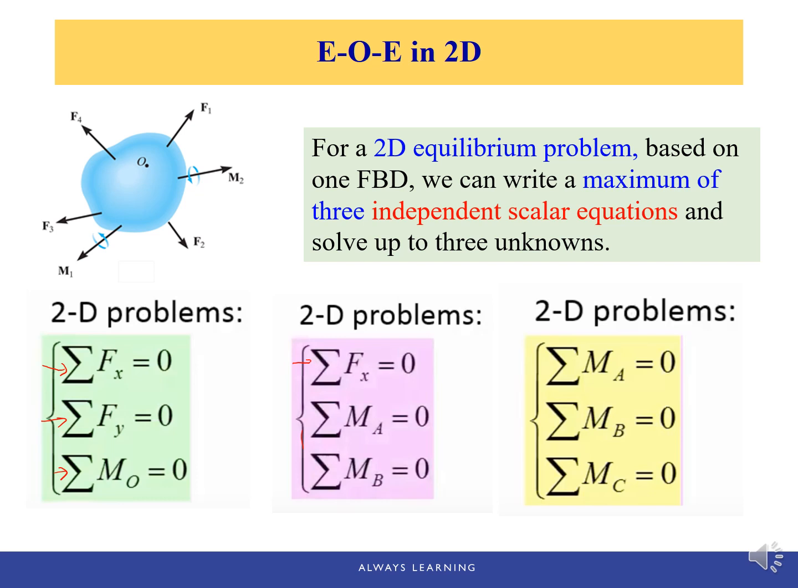Of course, for each free body diagram, you can write many equations, especially for the moment. You can choose different points on this body to write moment equations. But keep in mind, those equations are not independent equations. You can transform one equation to another, or combine 2 equations to get the 3rd equation. So again, we can only write up to 3 independent equations for a 2D rigid body equilibrium problem.